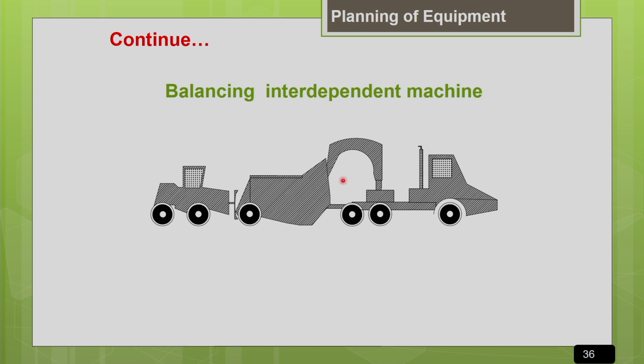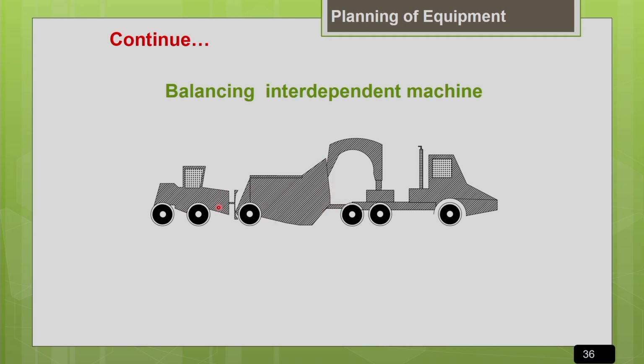During this loading operation, we can supplement the loading power of the scraper with the help of another machine, that is a bulldozer. The bulldozer is acting like a pusher here. That is why we call the bulldozer a pusher. It helps to supplement the loading power of the scraper. It is assisting this machine.